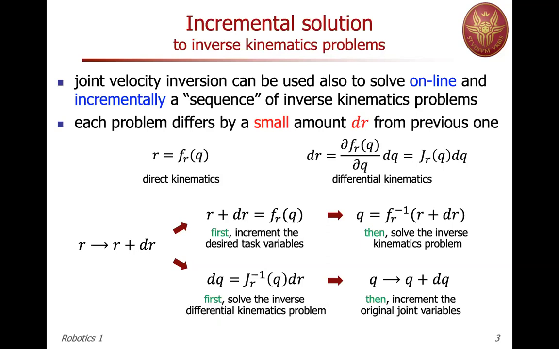So you see that the result is practically the same. I'm mentioning this because there are commercial robots that do not use the Jacobian, so they do the first path in order to compute the new configuration. And there are robots which use instead the Jacobian. Of course, they also have the direct kinematics, which is always present, but they use this differential inversion scheme.